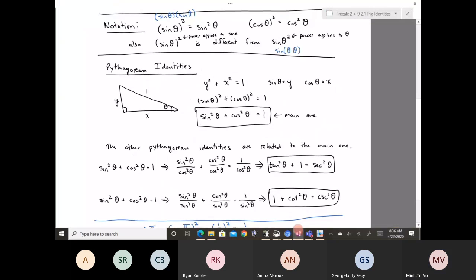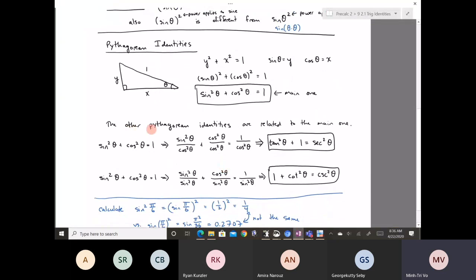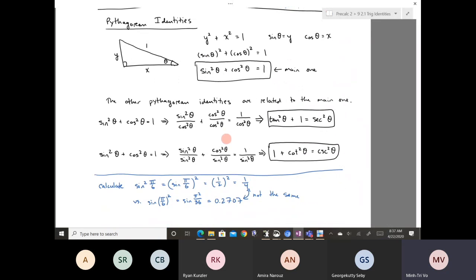And then the other two Pythagorean identities are just coming from the main one, right? Because as I say, sine and cosine are the two main trig functions. The other ones are just derived from sine and cosine. So if you take this equation and you divide everything by cosine squared, this thing divided by cosine squared, this thing divided by cosine squared, and this thing divided by cosine squared, then it produces this identity.